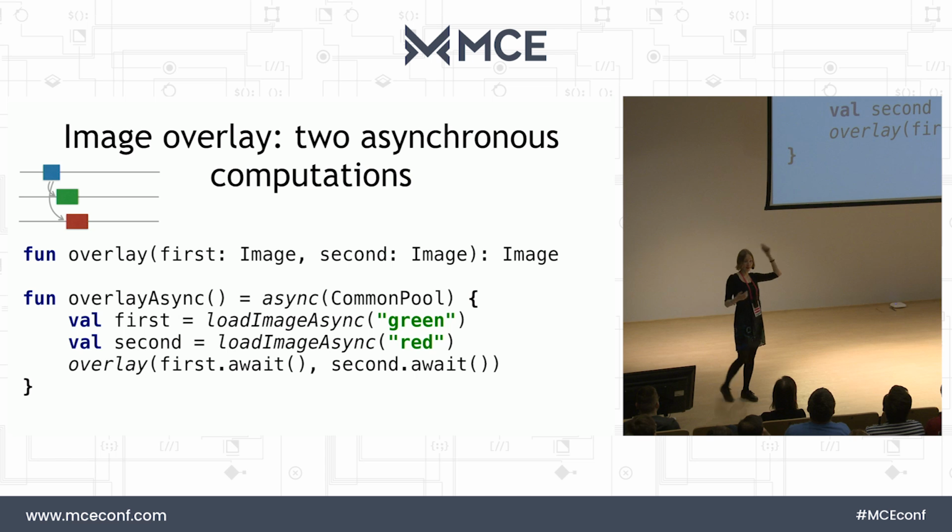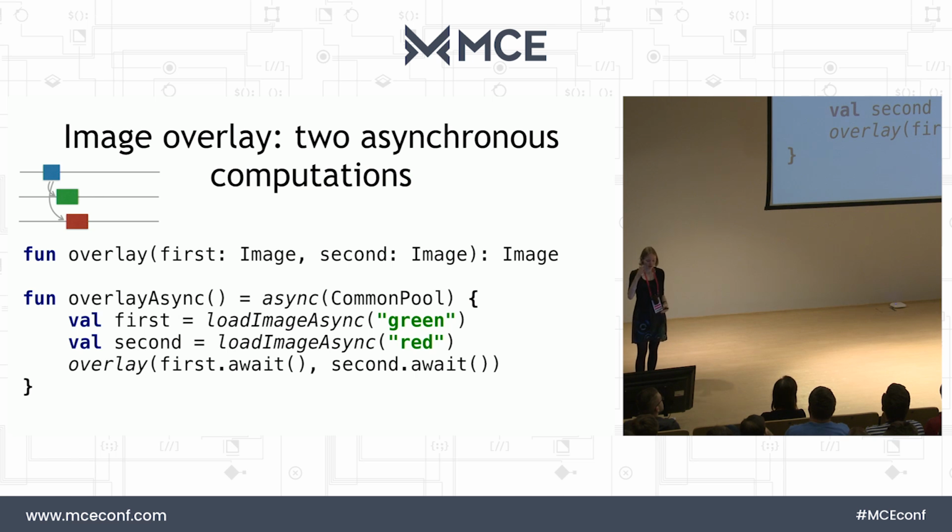Let's look now at an example of starting two asynchronous computations at the same time. Here there is an example of image overlay, and we see explicitly where we start all these new computations. So, for instance, we have loading two images. For simplicity, it's red and green.